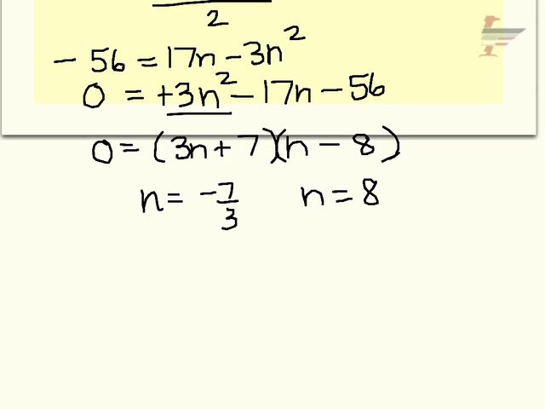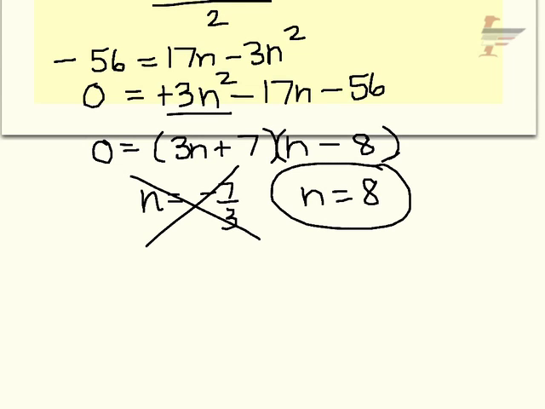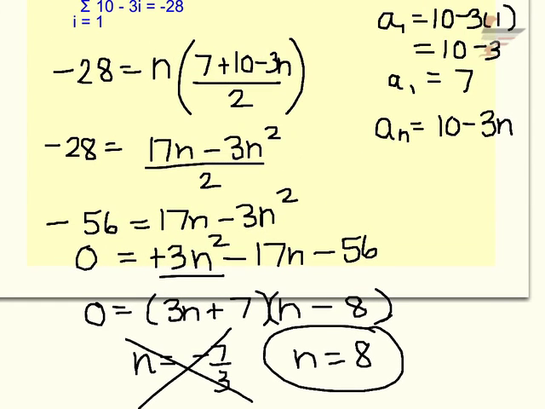Well, n is telling me my term number, and it can't be negative or a fraction for that matter. So I know that it's going to be my 8th term that's going to give me the sum. So remind myself I was looking for the sum of negative 28. So the 8th term will make that happen. And if you wanted to plug all that in and check it, you could do so.